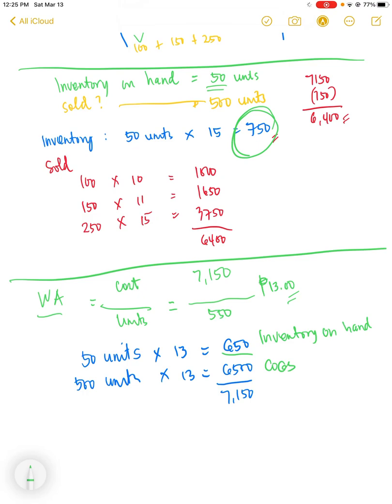Okay, so ganun lang po kasimple yung ating cost of formula. Well, nagva-vary siya, depende sa gagamitin mo. So that's it for the cost formula.